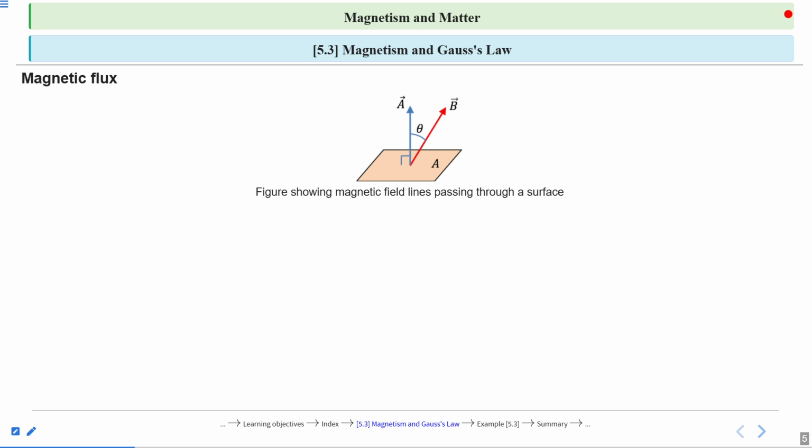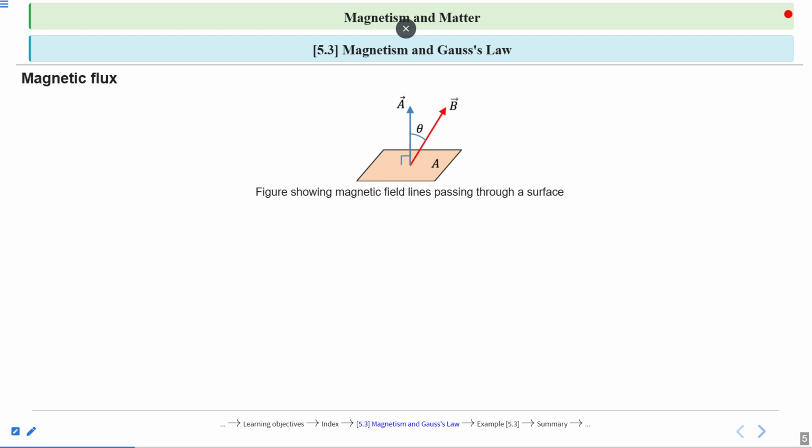Okay, so this is a diagram, a figure showing magnetic field lines passing through a surface. That is B, the magnetic field, and a number of magnetic field lines are passing through this area A. The magnetic field due to these field lines is shown by this red vector. This is B vector, and this is some surface of area A, and this is the area vector, or we can say normal vector.